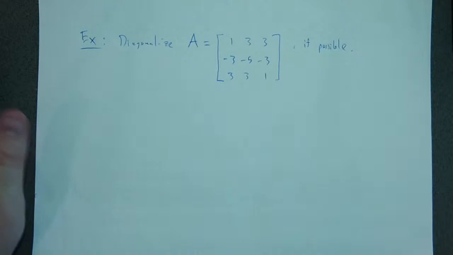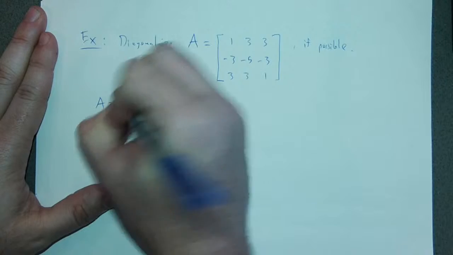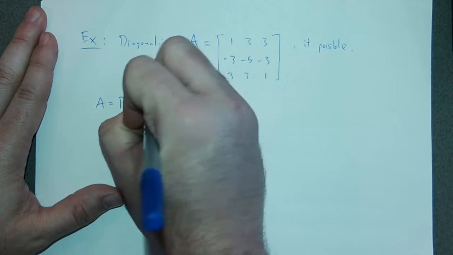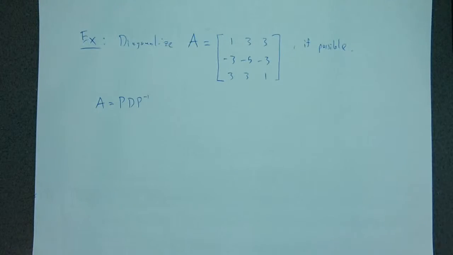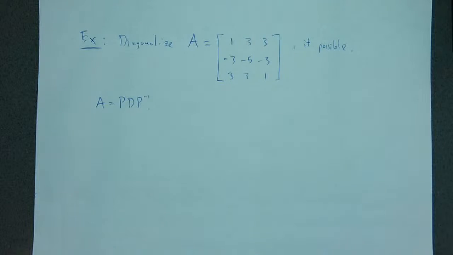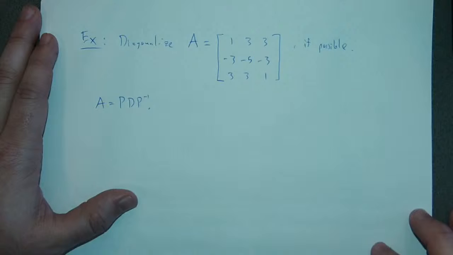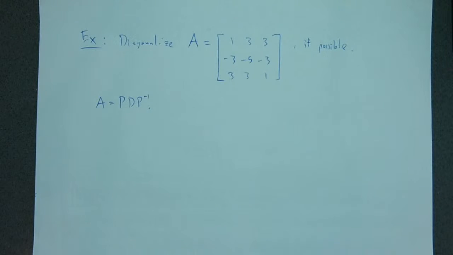Okay, so first, ideally, I'm looking to write this A as P D P inverse, where P is invertible and D is a diagonal matrix. So how do I do this? To diagonalize this, I need to find the eigenvalues for A first. And so, what are my eigenvalues for A? Well, let's write out the characteristic polynomial.